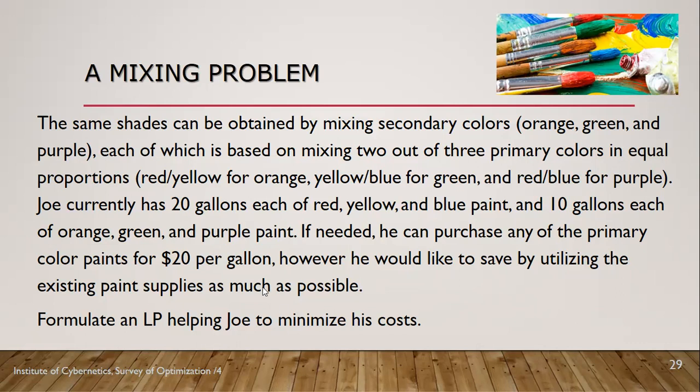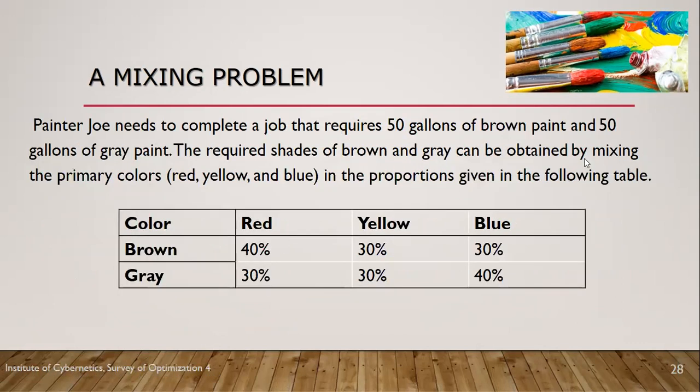Let's start with something that is obvious. Let's start with the requirement that he needs to obtain 50 gallons of brown and 50 gallons of gray. Altogether, 50 and 50 is 100. So he needs to obtain 100 gallons of paint. What does he have in terms of resources?